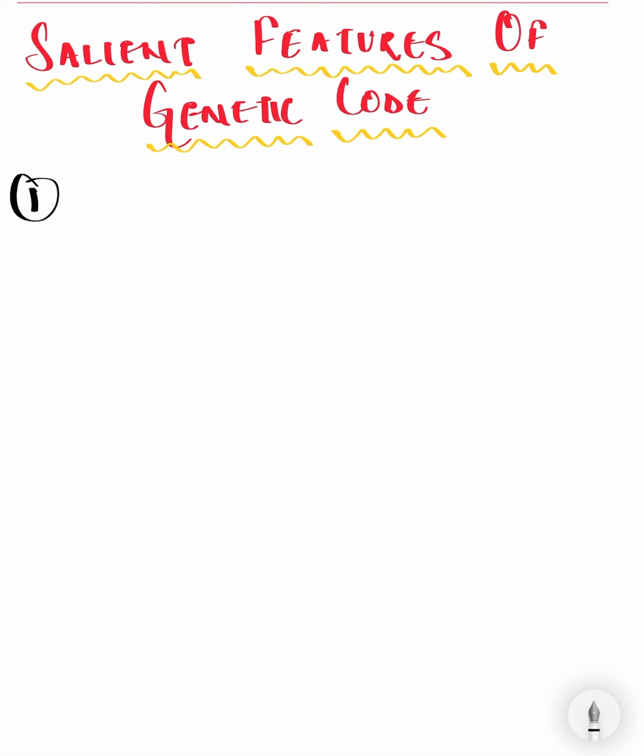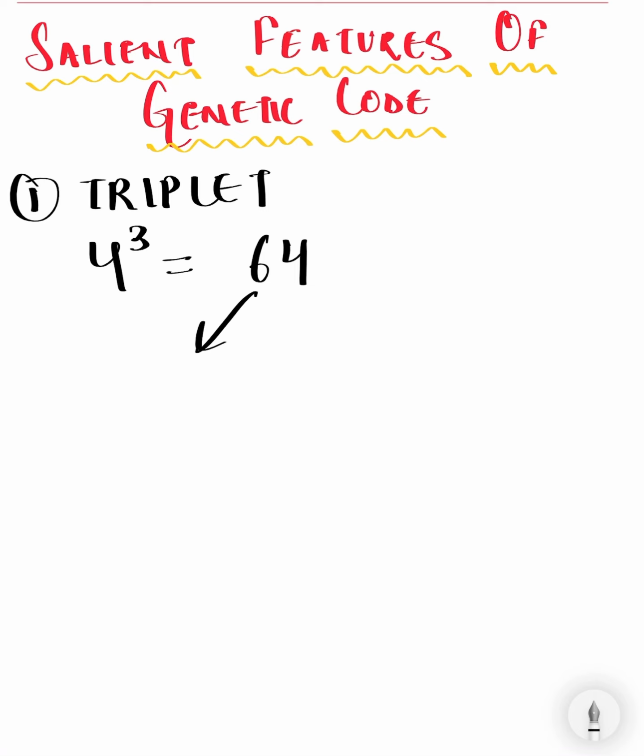The very first feature here we have is genetic code is present in triplet form. We have a total of 4 bases A, U, C, G in the RNA and these are present in triplet form. So if we check the combinations, there are around 64 combinations that we get. Out of these 64 combinations, 61 codes for 20 amino acids and 3 does not code for any amino acids.